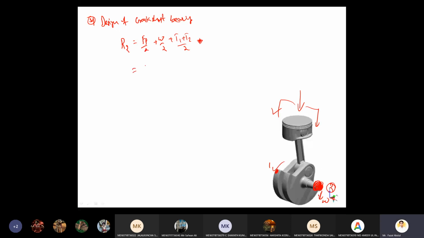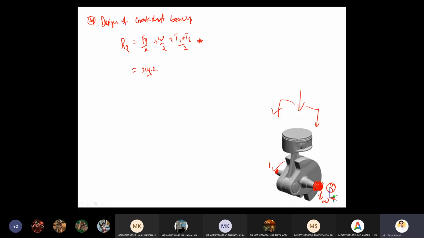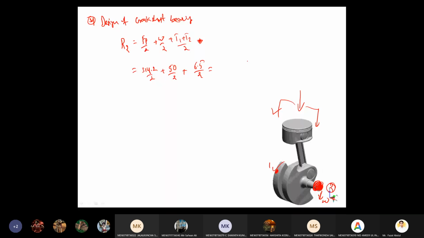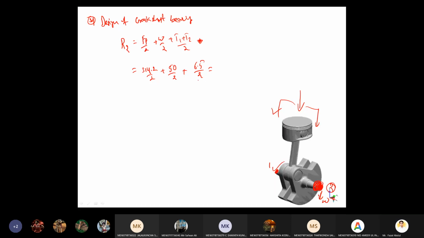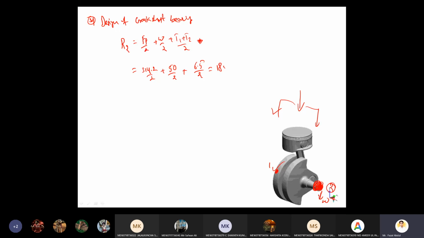And Fp by 2, 314.2 by 2. Flywheel weight is already given in the question, 50 by 2. Belt tension is already given in the question, 6.5 by 2. So how much is this one? Total value 185.35 kilonewtons. This is the total reaction at bearing 2.